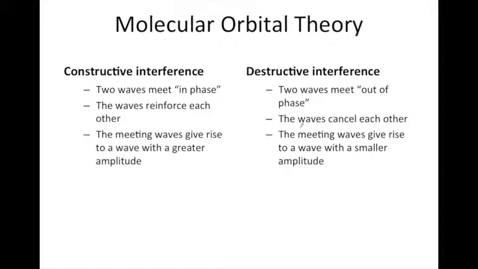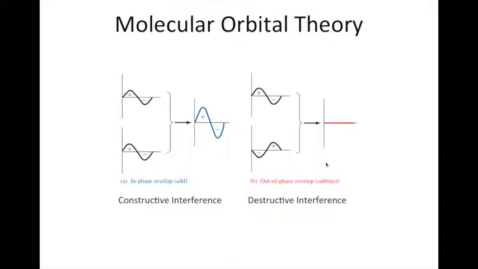Constructive interference: the waves give rise to a wave of greater amplitude. If they meet destructively, the meeting gives rise to a wave of a smaller amplitude or zero amplitude. So here you can see it visually. Here we have two waves, and they are in phase. If we combine these waves, we end up with a wave of greater amplitude. If you look here, the amplitude here is greater than the amplitude here.